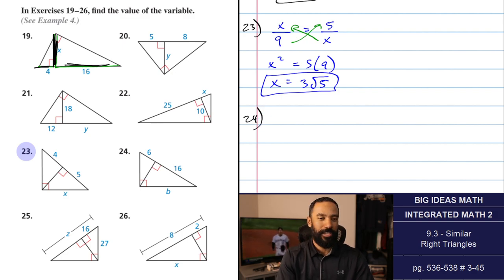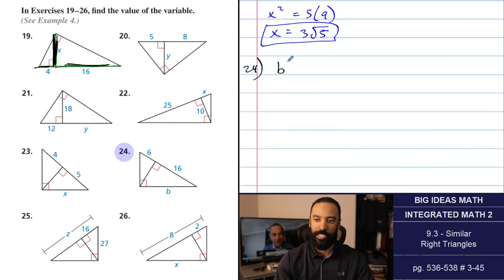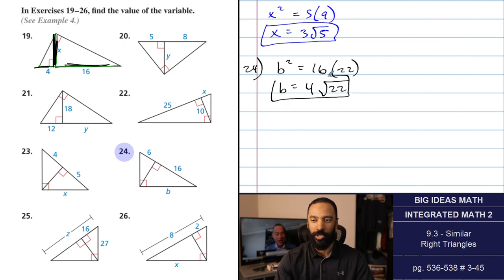All right, number 24, because it's applied the same way, maybe we can just jump straight into it. It's still the hypotenuse and the long leg and all that stuff. So this time on number 24, we get b squared equals 16 times 16 plus 6, which is 22. Take the square root of both sides, you get b. The square root of 16 is 4. The square root of 22 cannot simplify, so you get 4 root 22, like that.